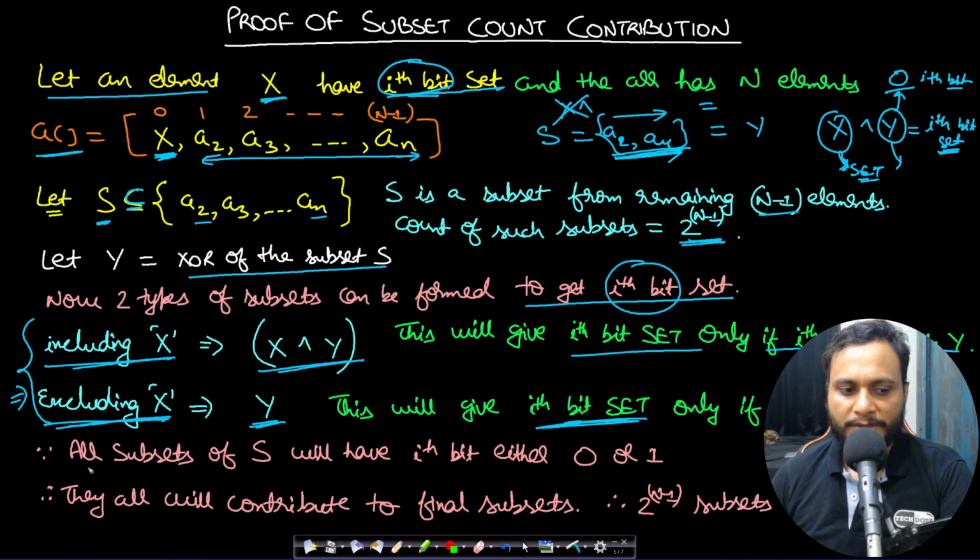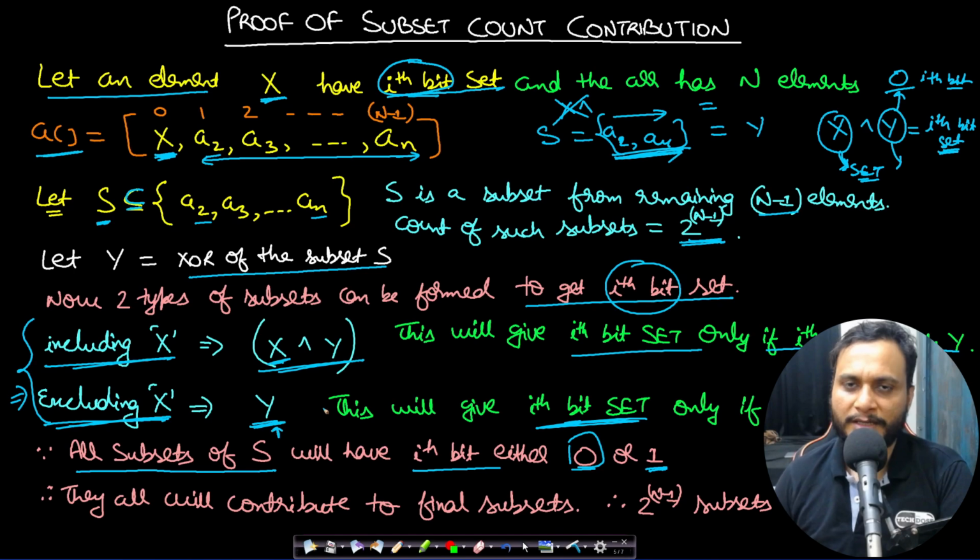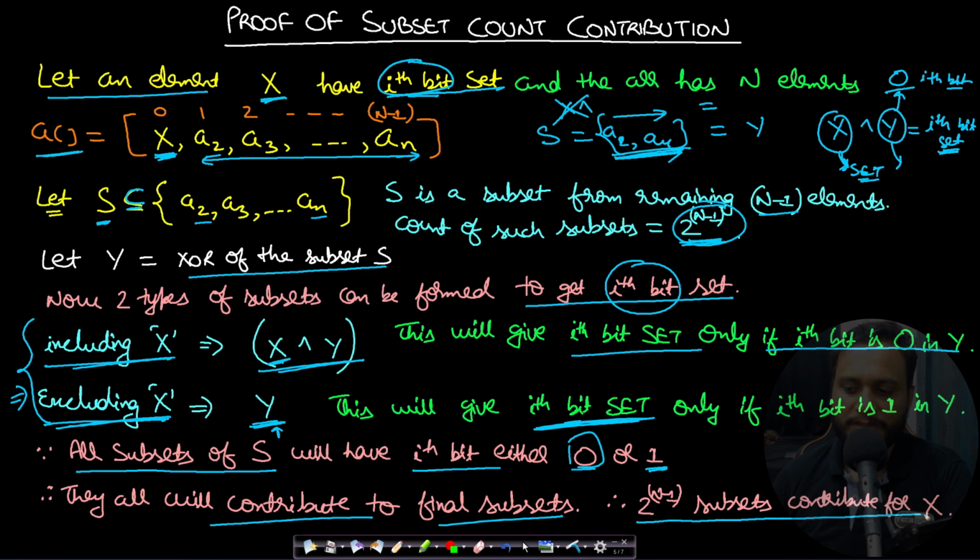So what it will boil down to is, since all the subsets of S will have the ith bit either 0 or 1, can you have any other number for the ith bit? No, right? You can only have 0 or 1. So if you have a 0 value, then take the XOR with X. If you have a 1 value for that subset, then take it separately. Don't take it with X. So they will all contribute to the final subset. That means all possible subsets that you can form with n-1 items will all contribute to make the ith bit set. You may have to double watch this explanation, right? Therefore, 2 to the power n-1 subsets contribute for X. I will show you an example here.